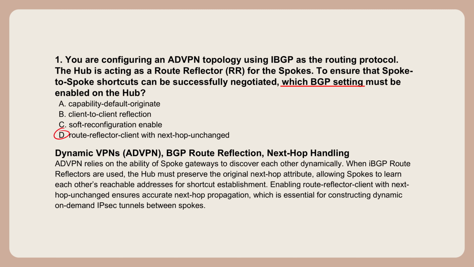In a normal routing scenario, that's fine. But for dynamic IPsec tunnels, the spoke needs to learn the original next hop. It has to know the actual tunnel endpoint address of the other spoke it wants to talk to. If the hub changes that BGP next hop attribute, it just breaks everything. The tunnel negotiation fails because the peer literally doesn't know who to talk to. So this command preserves that integrity so the tunnel can actually come up. That is a perfect example, a setting that seems so minor, but it's architecturally indispensable.